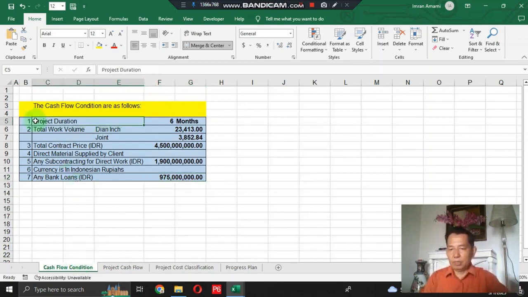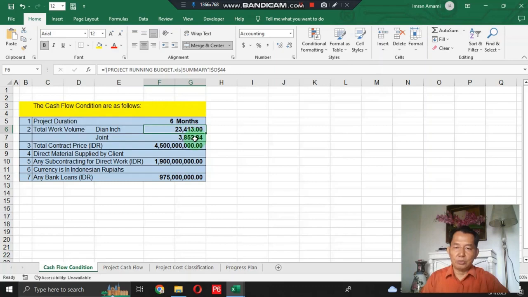The project duration is 6 months. Total work volume in the IN is 23,413, and total work volume in join is 3,852.84. The total contract price is 4,500,000,000 rupees. Direct material is supplied by the client. Subcontracting for direct works has a total of 1,900,000,000 rupees. Currency is in Indonesian rupees.